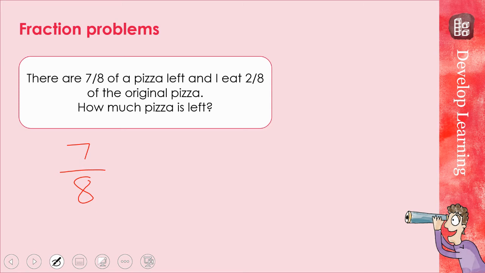So for our questions, we are talking about the original pizza or box of sweets or something like that, okay? So there were 7/8 of a pizza, and I ate 2/8 of them. So I've subtracted 2/8 of them by eating them, by taking them away. So how many is left? Denominator's the same. Numerators 7 subtract 2 equal to 5.